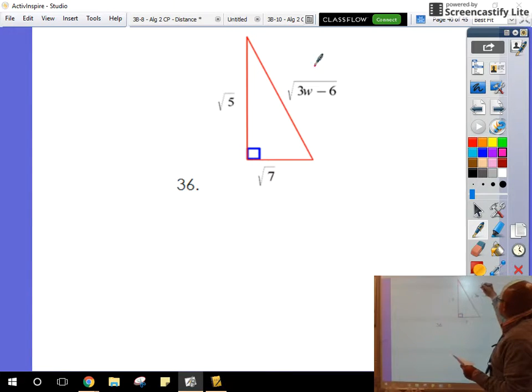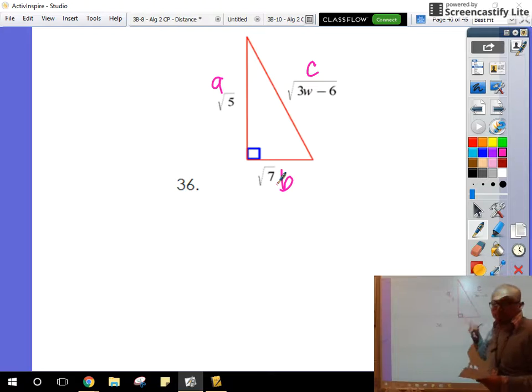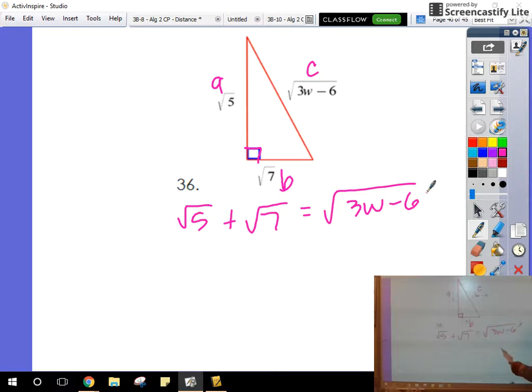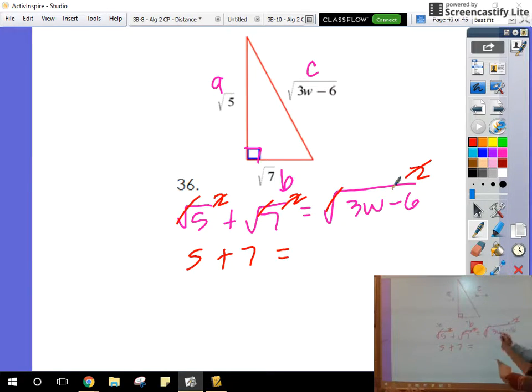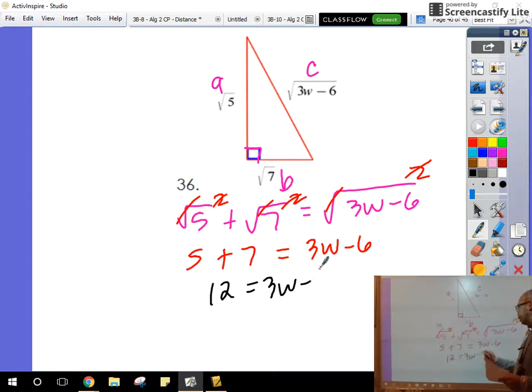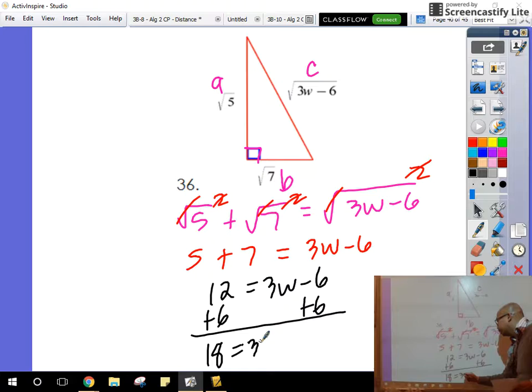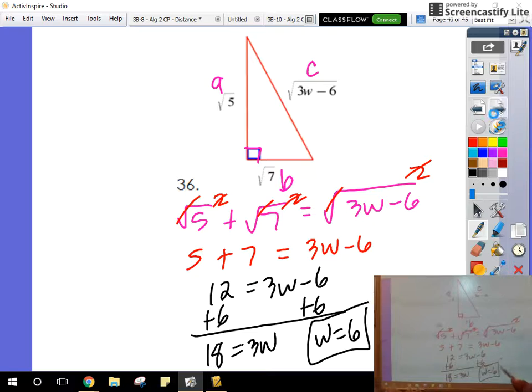Next, again, this is your C, and that's your A, and that's your B. You can swap A and B there, but you cannot swap the C because that's your hypotenuse. So square root of 5, square root of 7, square root of 3w minus 6. You square this, square that, square this, cancel 5, cancel 7, cancel this, will give you 3w minus 6. 12 equals 3w minus 6. Add 6, 12 plus 6 is 18 equals 3w. Divide everything by 3 will give you w equals 6.